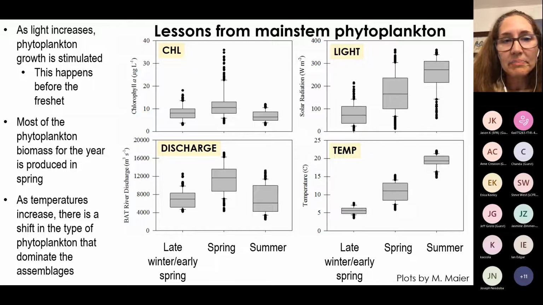In the summertime, light is more available, so in theory you would have more productivity, but nutrients decline, and that's why we see this suppression, in addition to grazing by zooplankton. So a lot goes on to make those numbers lower, but really the lion's share of aquatic productivity is found in the spring. And that's all I wanted to say about that.